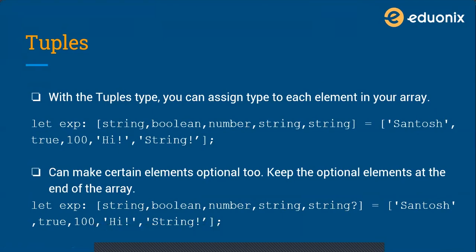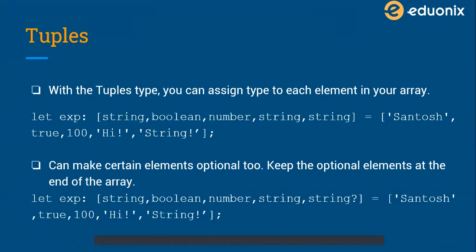But the thing with this is, try to keep the optional values at the end. Okay, this is an array, right? So it's not like your object where you have the property name to reference. In here you don't have anything. So if you keep your optional ones in the middle, then your compiler is going to get confused. So if a value has to be optional, keep it at the end.